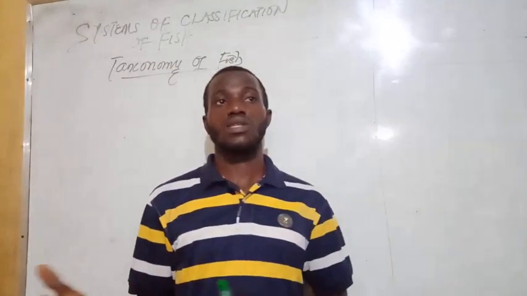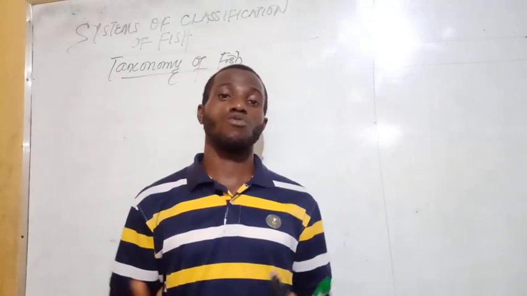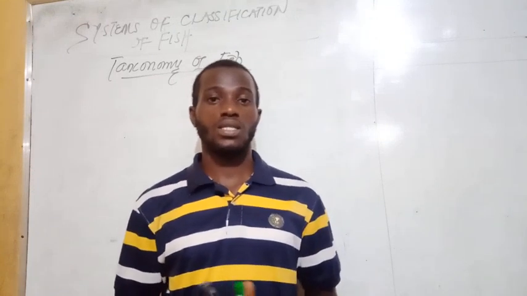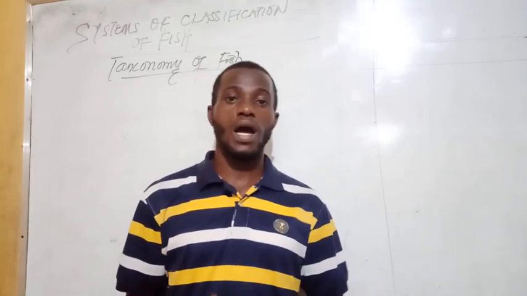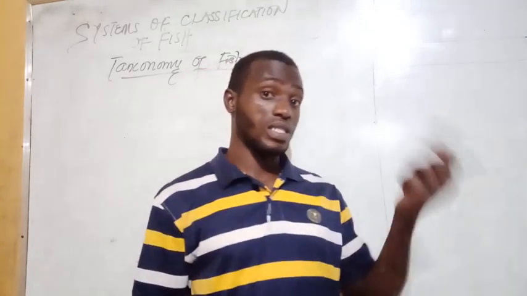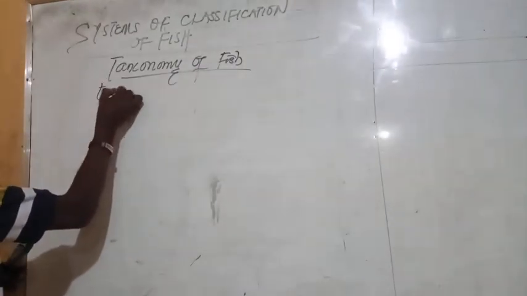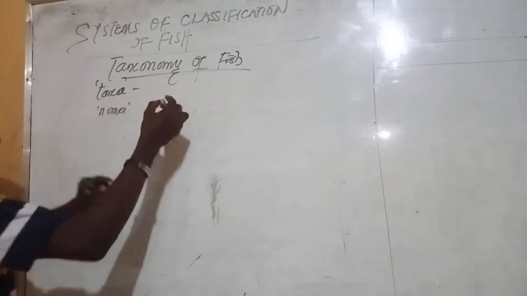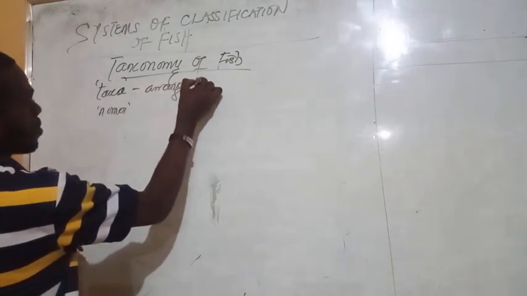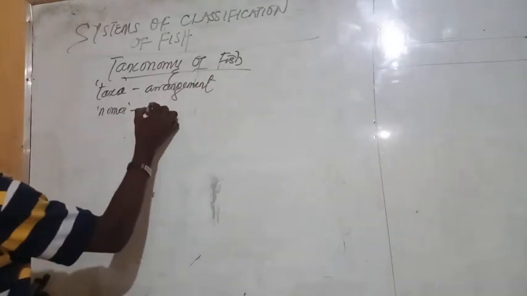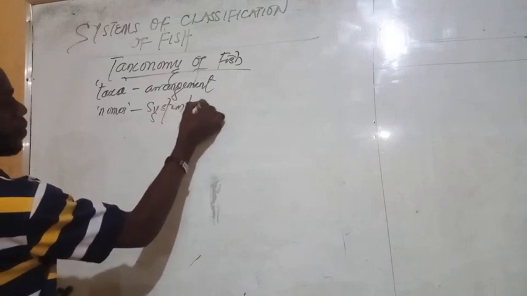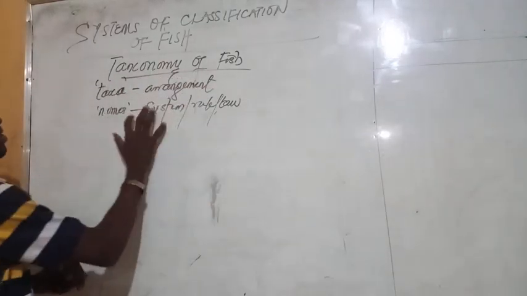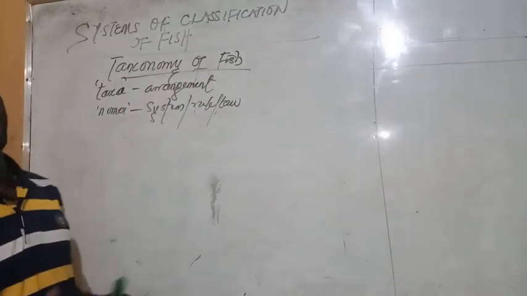Now, taxonomy simply means the system of arrangement of organisms into different groups as they deem suitable, based on some characteristics and attributes that make them similar or differentiated. The word taxonomy is coined from two Greek words, taxa and nomos. Taxa means arrangement, and nomos means a system or a rule or a law. So, simply put, taxonomy can be defined as a system or rule of arrangement of organisms into classes.